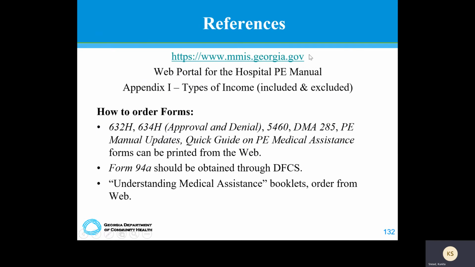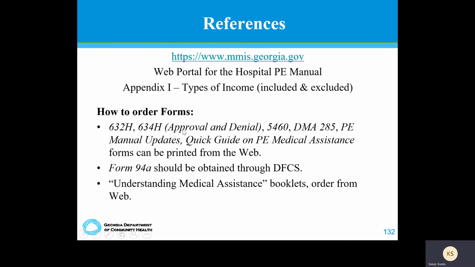This is the web address to the GAMIS web portal. This is where you're going to be entering the PE into GAMIS. This is also where you can download the forms that we went over, and also where you can find a copy of the hospital presumptive eligibility manual. And this manual is updated every quarter.